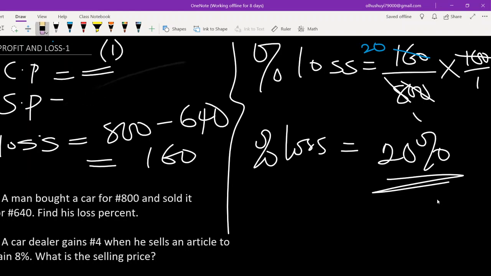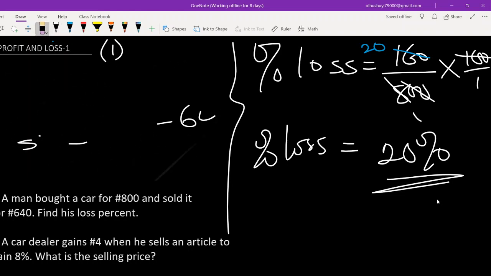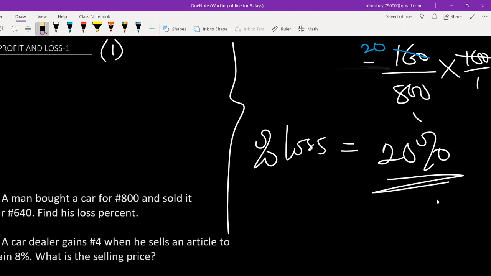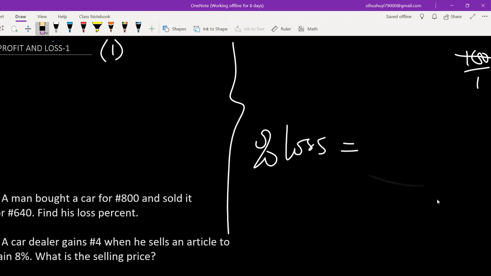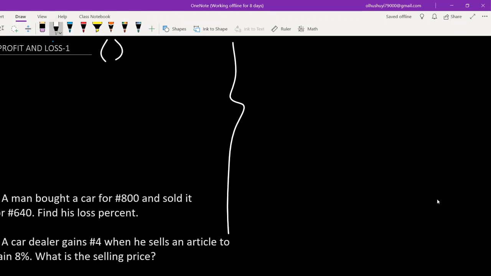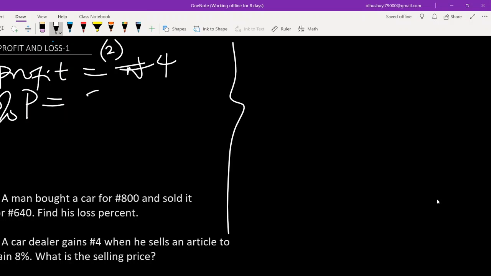Let's solve question 2. So question 2 says: a car dealer gains 4 naira when he sells an article to gain 8%. What is the selling price? A car dealer gains, so he has a profit of 4 naira, and he also has a percentage profit of 8%.